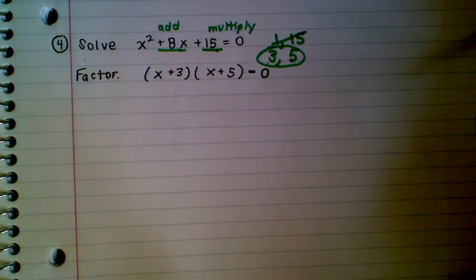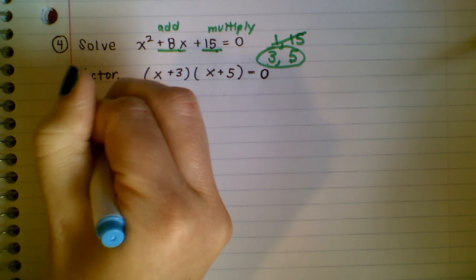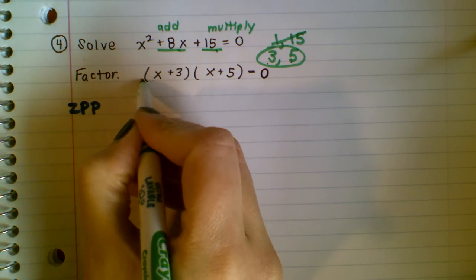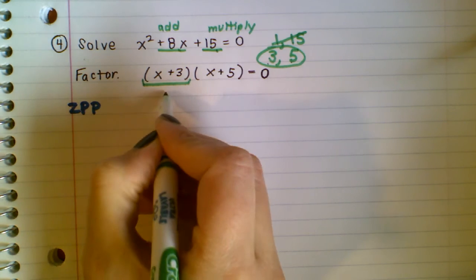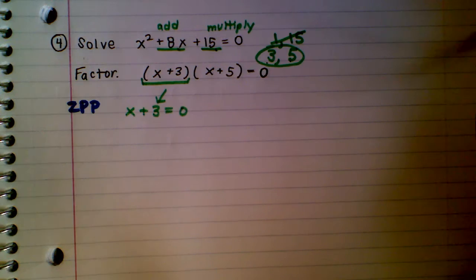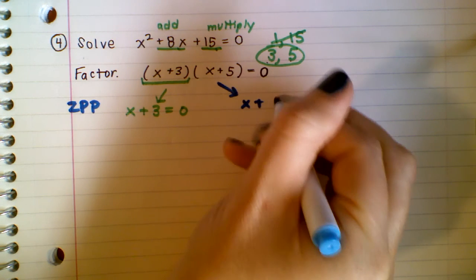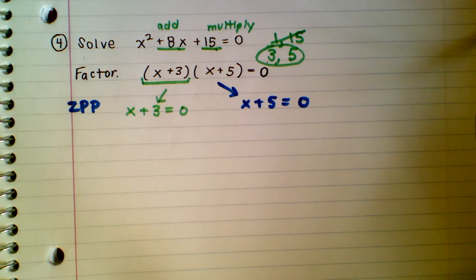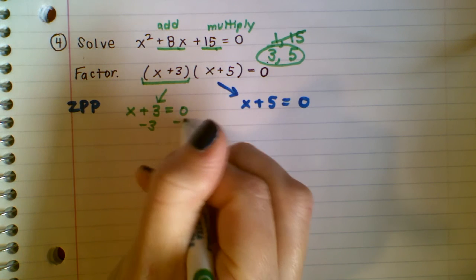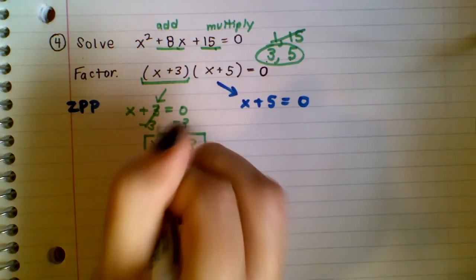So now that we are factored, this looks like examples 1 through 3 now. Use again the zero product property. Set each expression or each factor equal to 0 separately and solve. So we have x plus 3 equals 0. x plus 5 equals 0. And I know you can solve those two equations. X plus 3 equals 0. Subtract 3 from both sides. You get negative 3 for my first solution.